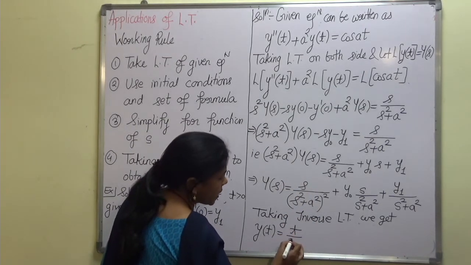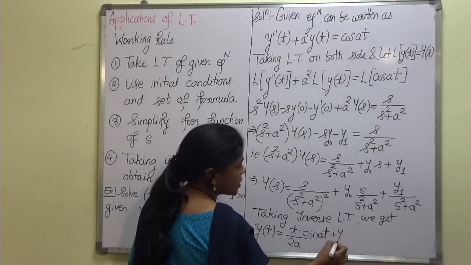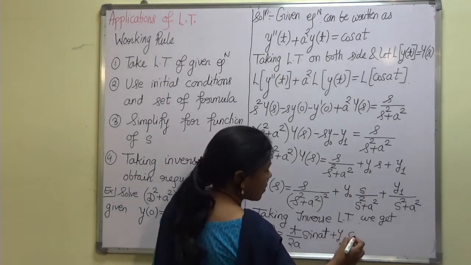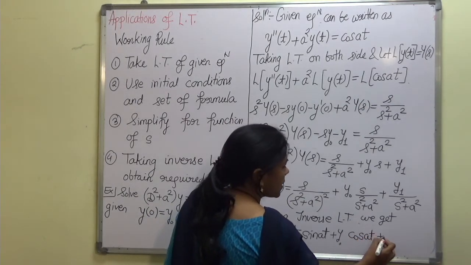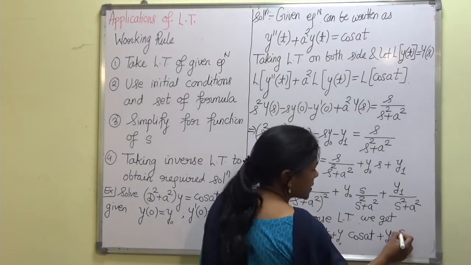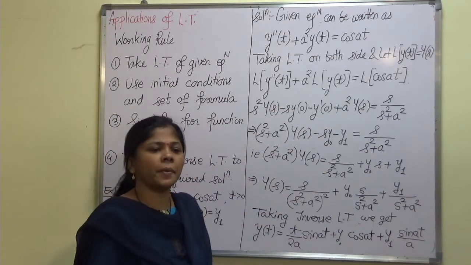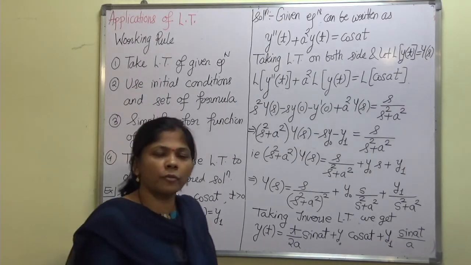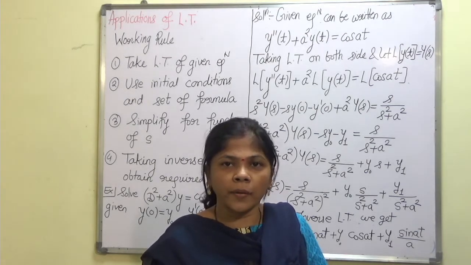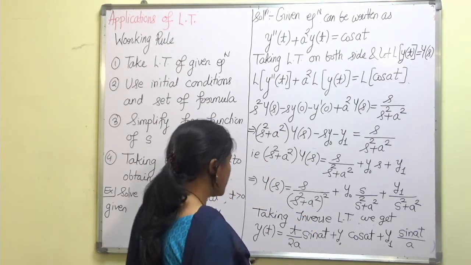y of t is equal to, what is the inverse of this according to the formula? It is t by 2a sin at. Then y naught is constant as it is, and s upon s square plus a square has the inverse cos at. Then plus y1 is constant. What is the inverse of 1 upon s square plus a square? That is sin at upon a. So in this way, by following these steps carefully and using the standard list of formulae, you can get the solution of the given differential equation. So this is the desired solution.